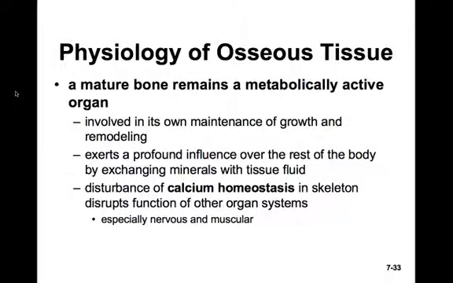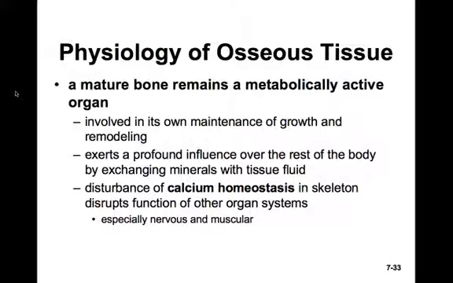So now we understand the histology, or the microscopic anatomy, of how the tissue is arranged in bones. It's time to look at the physiology of the osseous tissue. That is, how does it function and what are all of its hormonal controls?